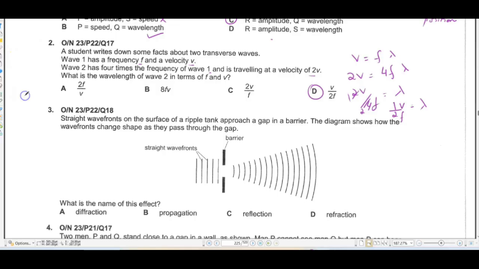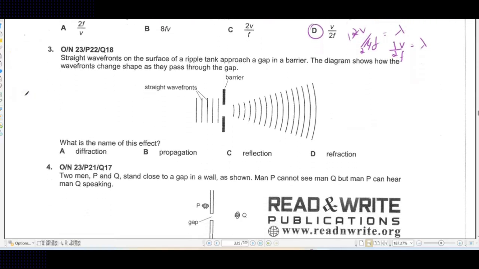Okay, question number 3. Straight wave fronts on the surface of a ripple tank approach a gap in the barrier. The diagram shows how the wavefronts change shape as they pass through the gap. What is this effect called? Okay, this is called diffraction. So A is our correct option. Okay?